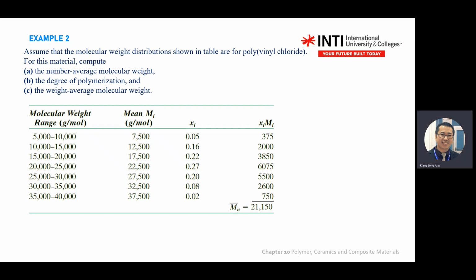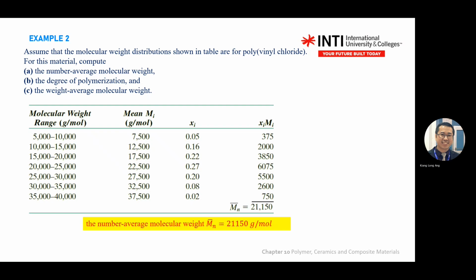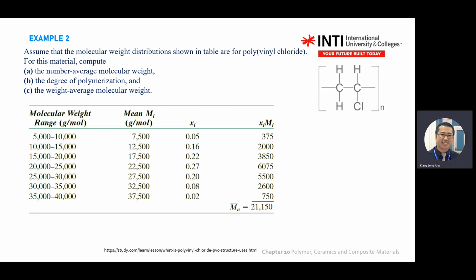Then for the rest, you just use the equation to get the number average molecule weight. The number average molecule weight is the total of XiMi. So this is the average molecule weight. Then you get the degree of polymerization.